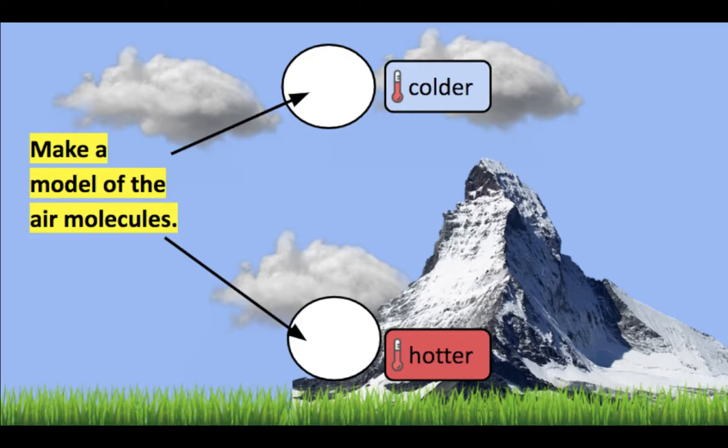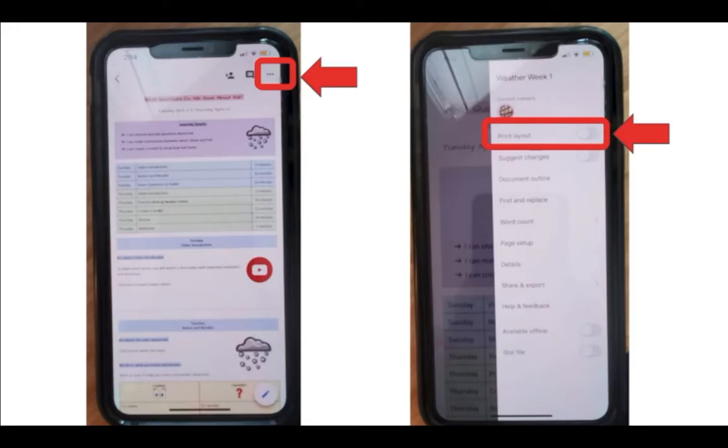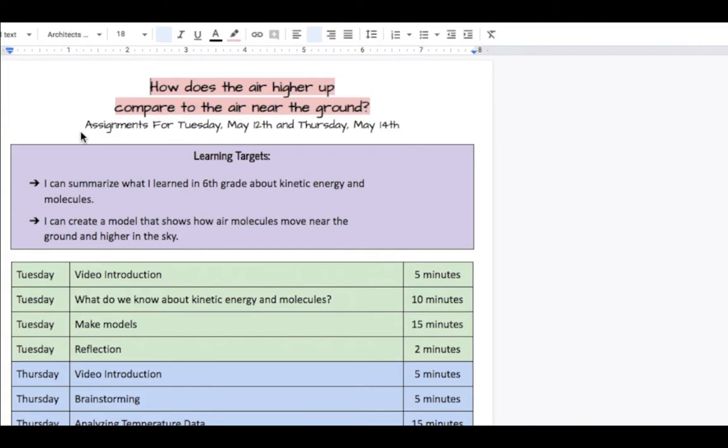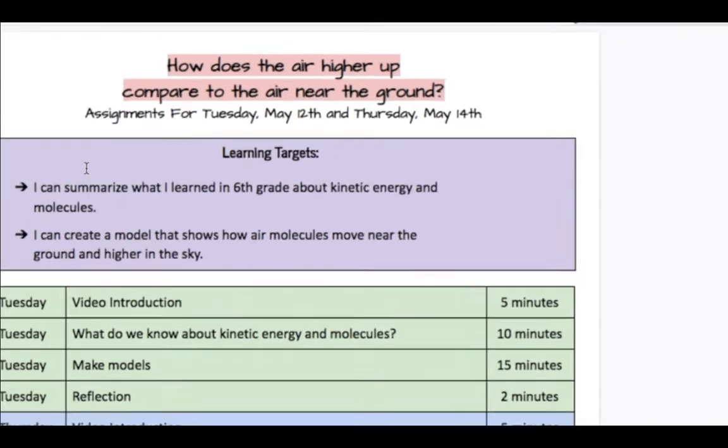Today you're going to combine what we learned from the weather balloon data, the temperature high in the sky, with the weather tower data, the temperature nearer to the ground, and create a model that shows how the air molecules are moving. Let's talk about today's assignment so you can get started making your models. If you're on a phone, make sure to use print layout. And if you're on a computer, make sure to fit your document to your screen.